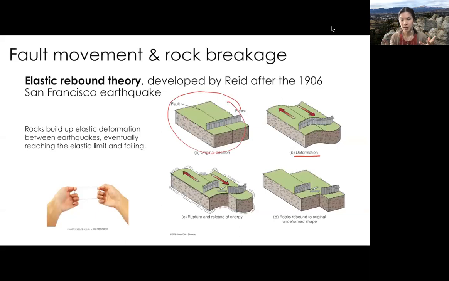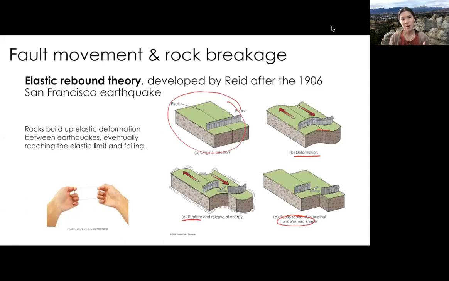Eventually, however, the deformation reaches a breaking point where you cannot just slowly deform the earth like this anymore. It cannot just bend, it needs to break. And so that's where we get the rupture and the release of energy. And after that rupture, the rocks are going to rebound to a new shape. Unlike a plastic band that rebounds to its exact same shape, the earth doesn't undergo completely elastic deformation. And so there is some permanent deformation that results after an earthquake.